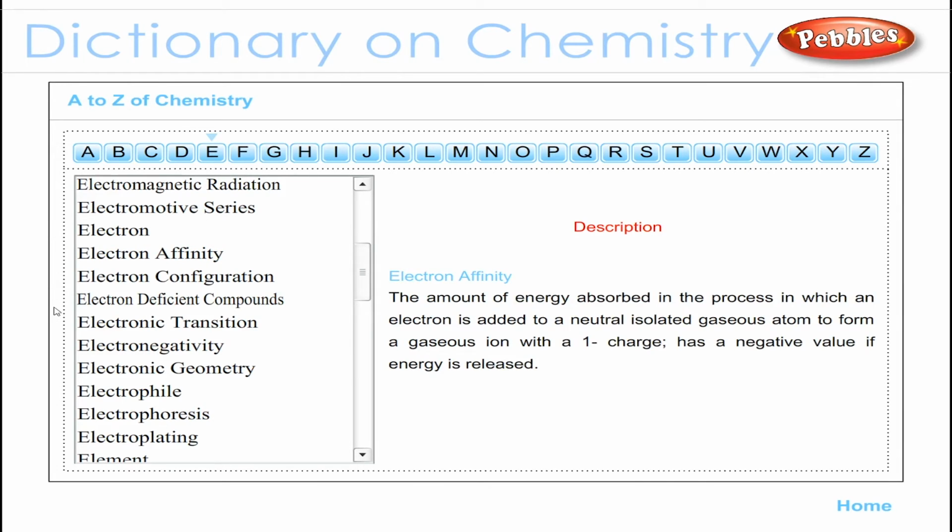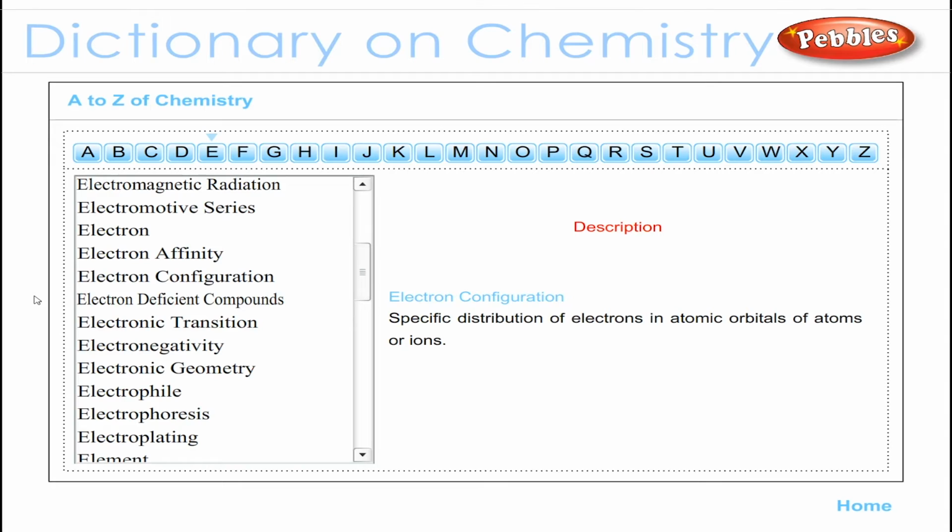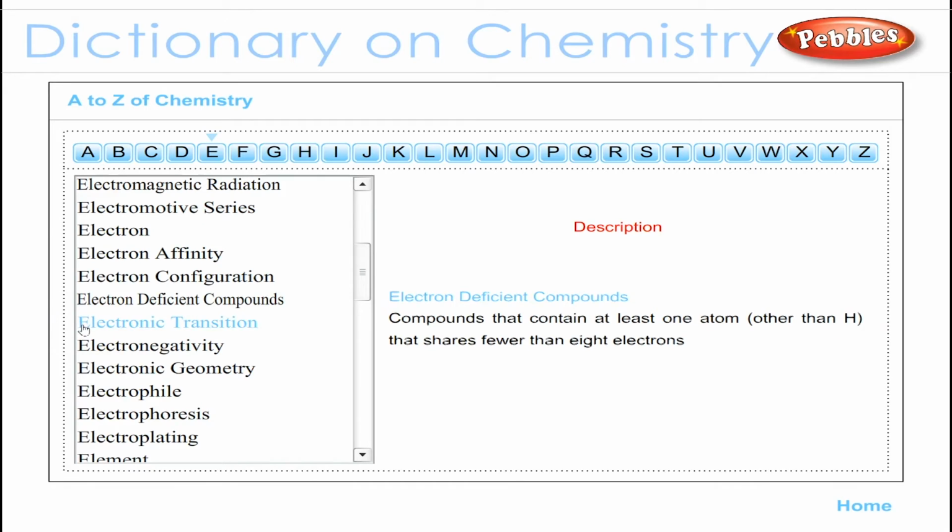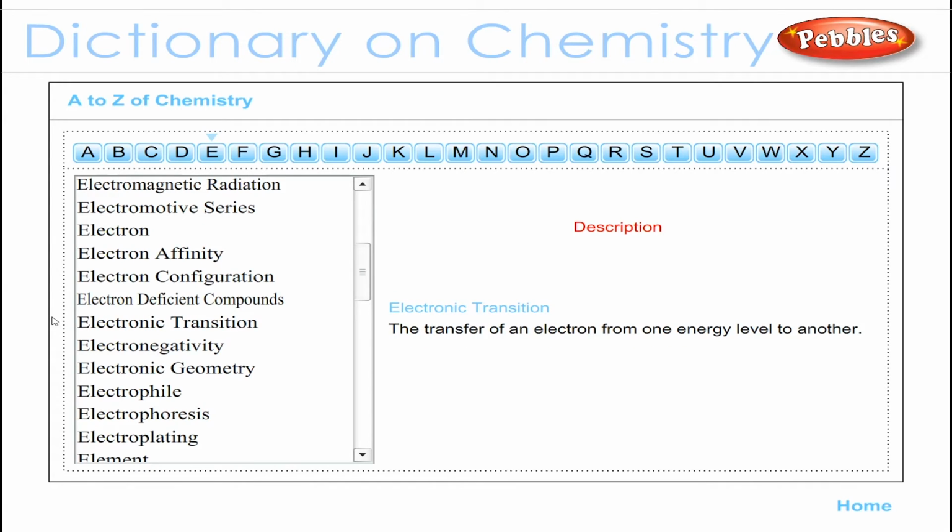Electron affinity: the amount of energy absorbed in the process in which an electron is added to a neutral isolated gaseous atom to form a gaseous ion with a 1 minus charge; it has a negative value if energy is released. Electron configuration: specific distribution of electrons in atomic orbitals of atoms or ions. Electron deficient compounds: compounds that contain at least one atom other than H that shares fewer than 8 electrons. Electronic transition: the transfer of an electron from one energy level to another.